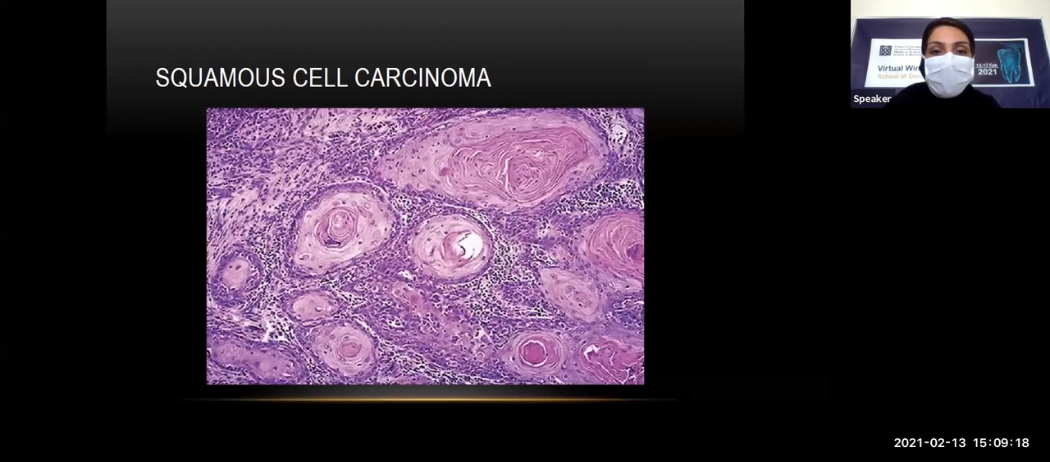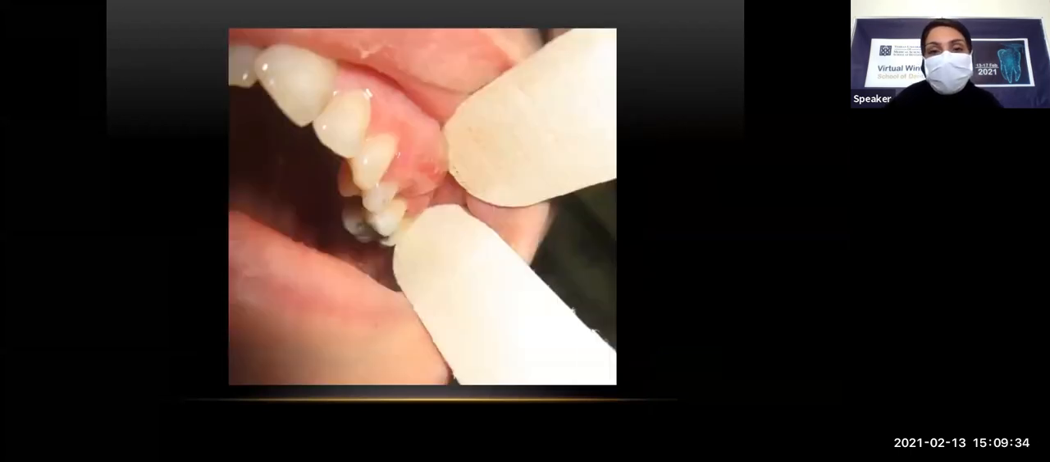As you see in this slide, sheets of dysplastic, invasive dysplastic cells with squamous origin and numerous keratin cells. The next case, as you see in this slide, is very interesting about the diagnosis, and we reported this case. This case was a 34 or 35, I think, years old female that was referred to the oral and maxillofacial surgeon with this lesion.